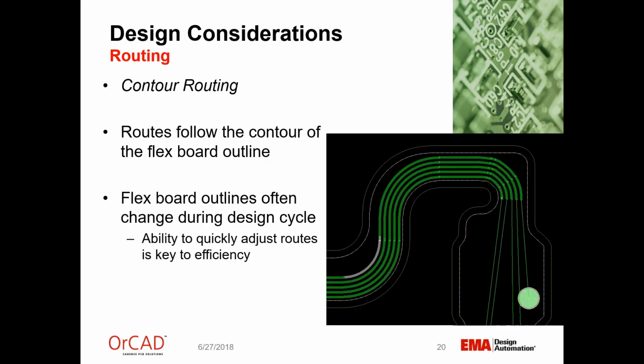Contour routing allows the designer to route a net or group of nets while adhering to the contour of the board outline. This is needed when routing a group of nets along a complex flex design outline with multiple curves.